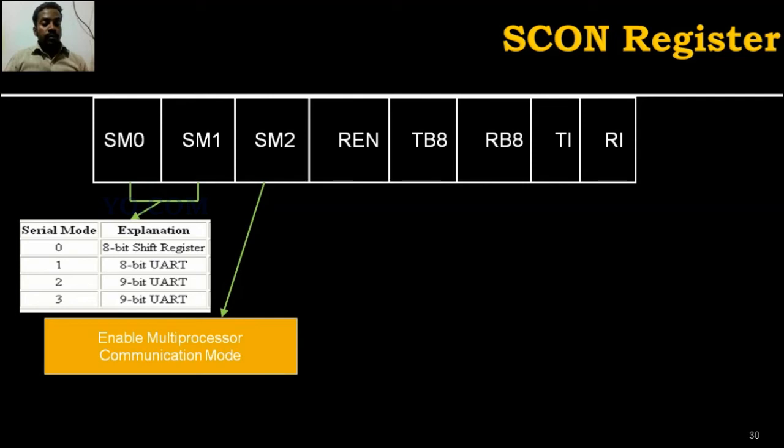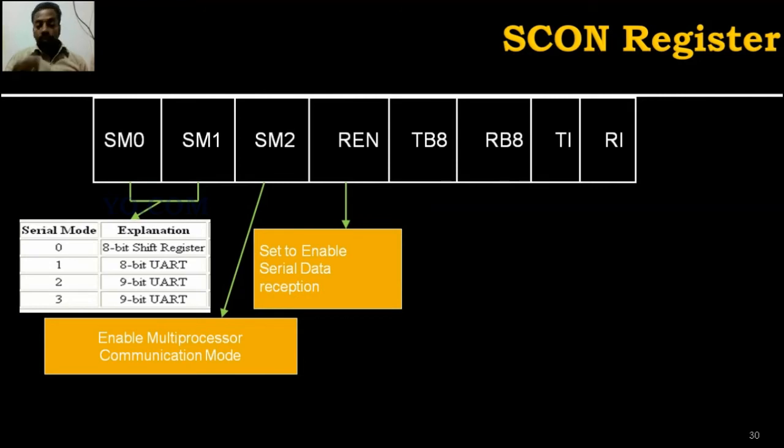Then SM2 enables multiprocessor communication mode. This mode is used to enable multiprocessor communication. The next one is REN. It is set to enable serial data reception. REN means serial data reception. When it is set, that is enabled.